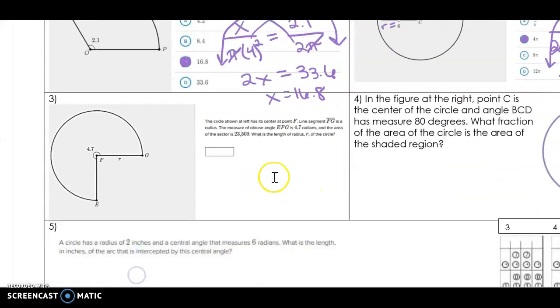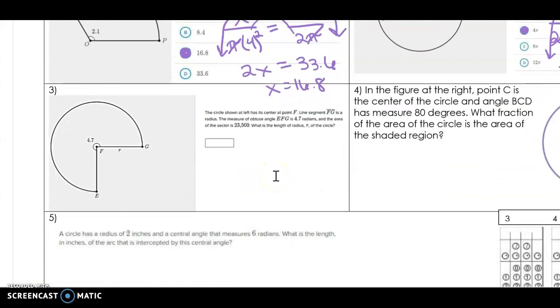Okay. Number 3. The circle shown at left has its center at point F. Line segment FG is a radius, of course. The measure of obtuse angle EFG is 4.7 radians, and the area of the sector is 23,500. What is the length of the radius of the circle? Okay. So this is a new situation for us. We've been solving for arc length or area of a sector or angle measure. We've never really had to solve for radius.